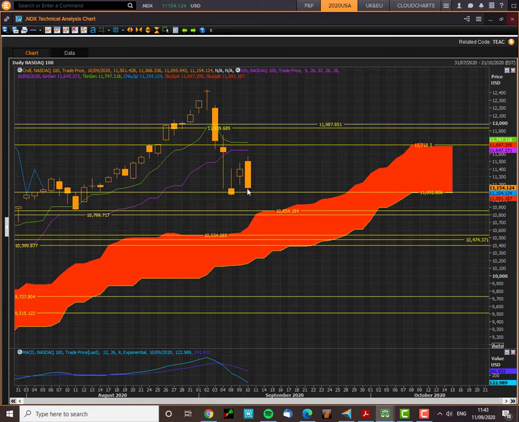Then the market rebounded from that level and retested it yesterday. So if we lose support at this 11,092 level, we're going back down to the top end of the cloud span A, which is 10,854.